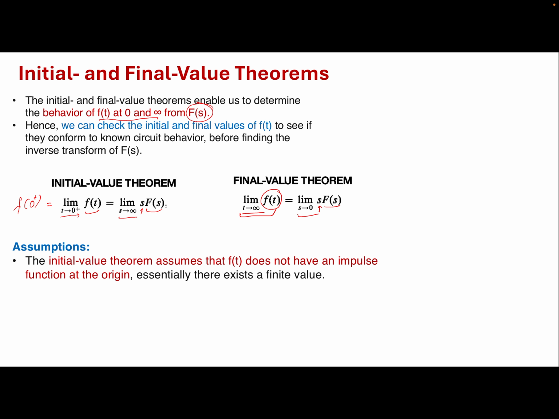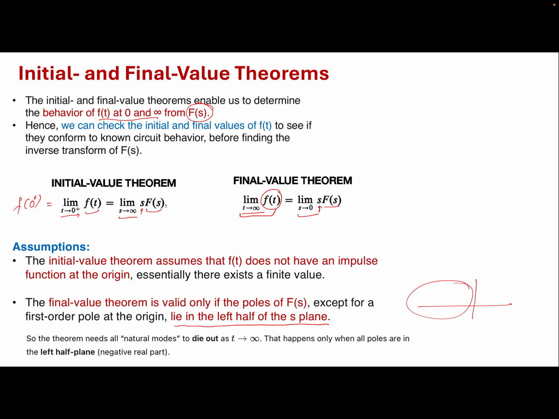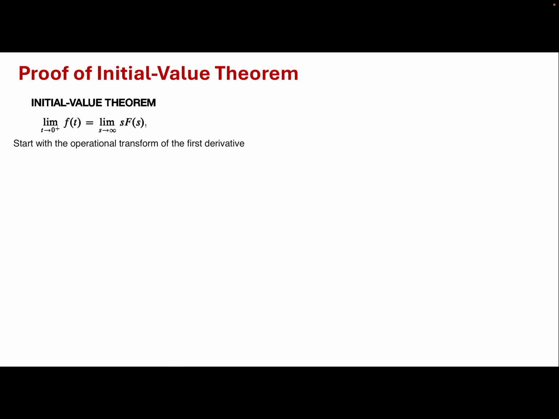Similarly, the final value theorem assumes that all the poles are in the left half of the s-plane, which is the physical intuition we were talking about earlier as well. This is going to make sure that you have a stable response of the system, so that all the natural modes die out as t approaches infinity. They lie in the left half plane and the system is stable. So with these assumptions, let's start proving the initial and final value theorems.